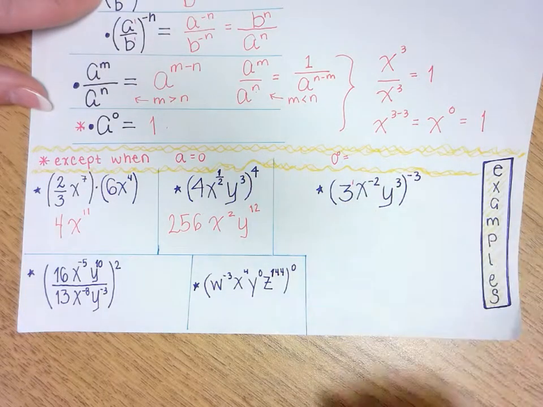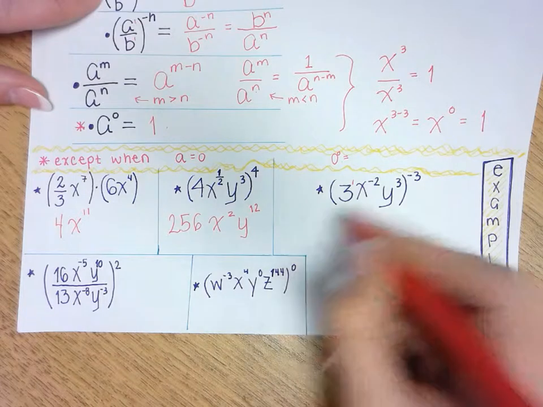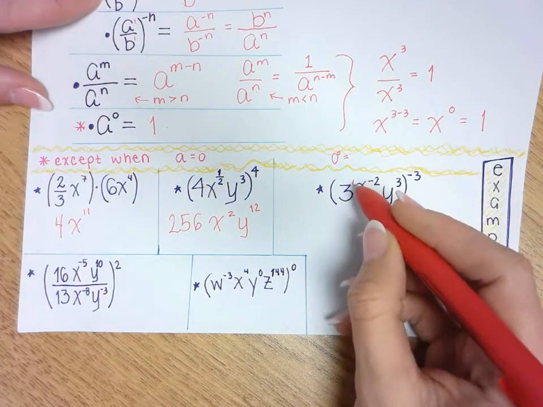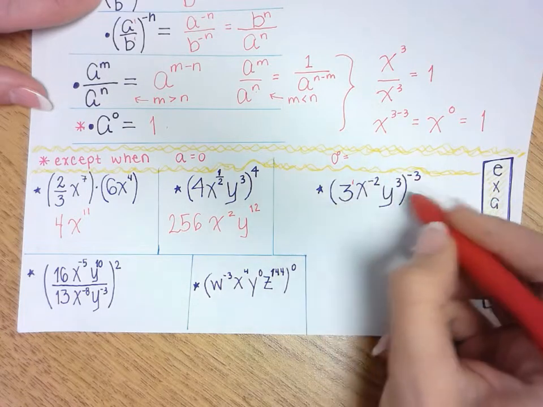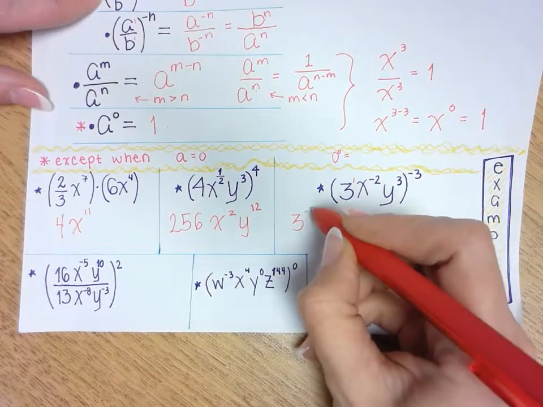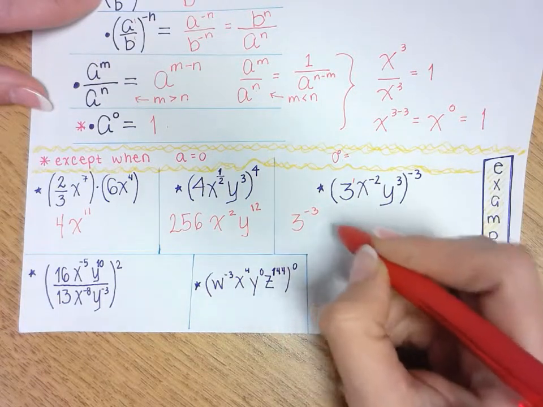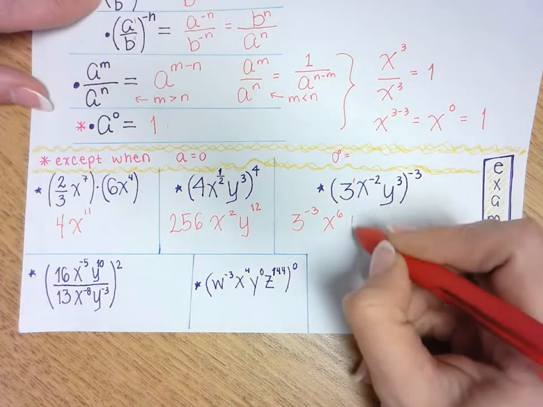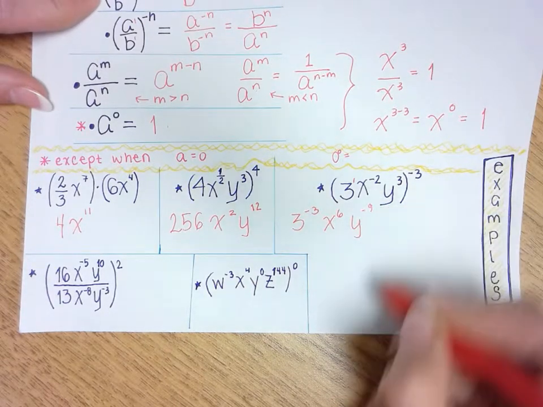Well, the 3 is really to the 1st. So if I give this power to everybody, I'm going to multiply all my exponents, including the 3 to the 1st's exponent. If I give them all the power, it's not negative 27 over here, okay? It's 3 to the negative 3rd power. We're going to deal with that in a second. X to the 6th power and y to the negative 9th power.